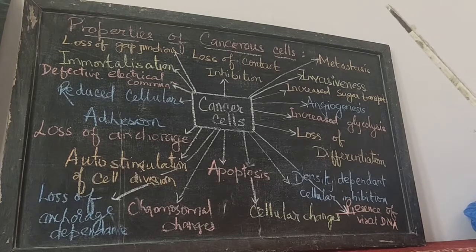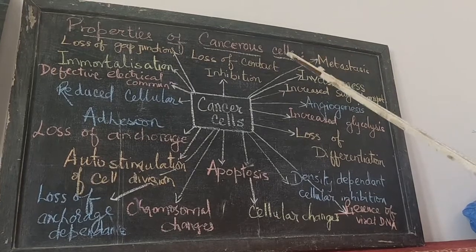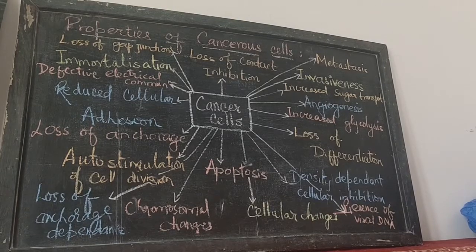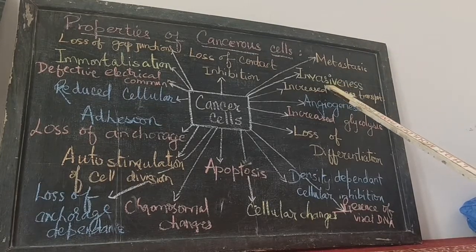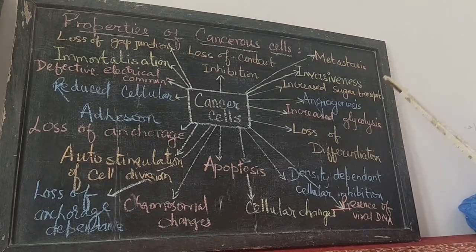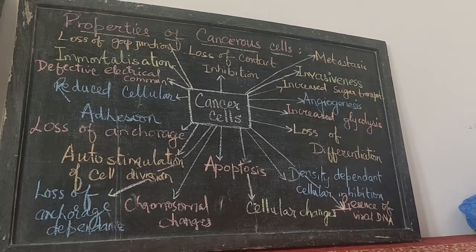The third property related to the cancerous cells is invasiveness. Invasiveness is simply called spreading of cells.